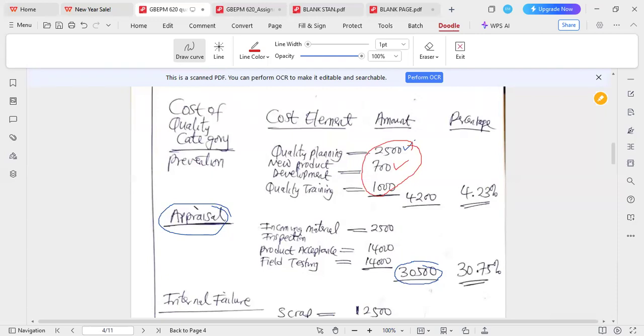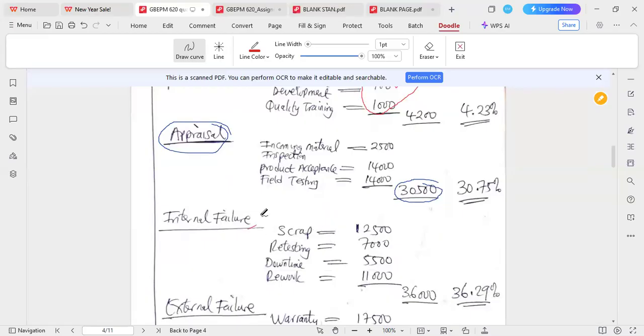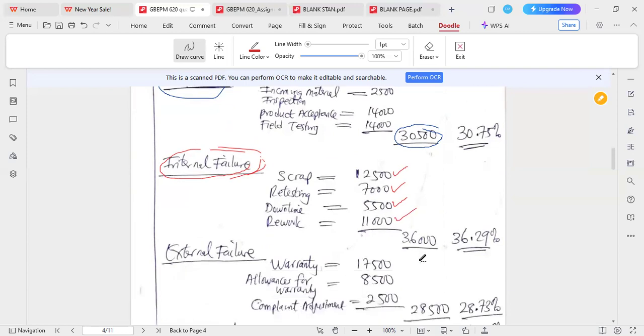Okay, we have internal failure. Under internal failure, we have scrap, which is 12,500. Retesting, 7,000. Downtime, 5,500. Rework, 11,000. Total internal failure cost, 36,000.